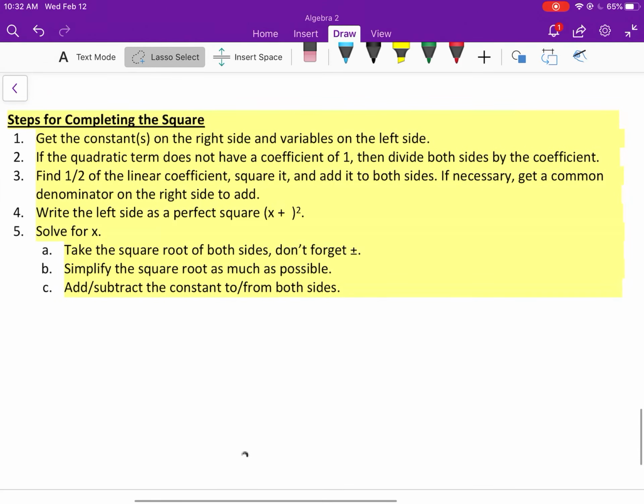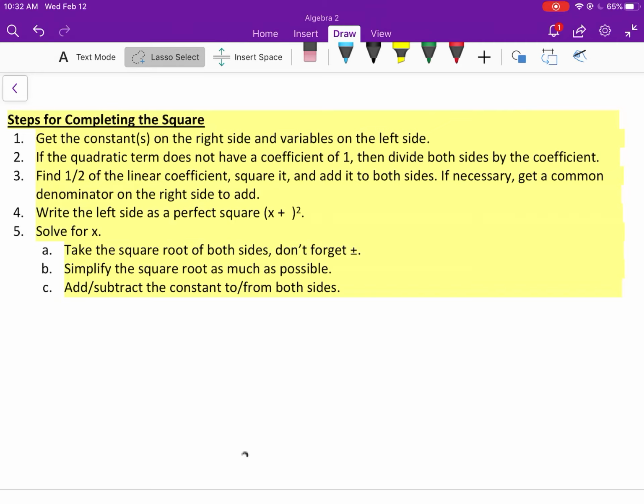What I'll be doing here is working through a quadratic equation that we're going to solve using completing the square. I have the steps here that we've worked through. I'll use them as I go through this question. And what I would suggest if you have trouble with this is use this video. Even if it's a different question, you can follow through the steps with me.